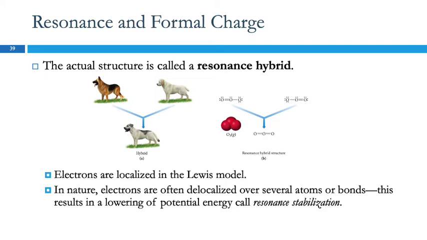The problem is that electrons are localized in Lewis structures, so we have to say these electrons are around this atom or around that atom, but in actuality, the electrons can be delocalized over several atoms or even the entire molecule. And that results in a lowering of the potential energy, which is called resonance stabilization. So this is our attempt at drawing the resonance hybrid structure. These are the two resonance structures for ozone. Any questions?